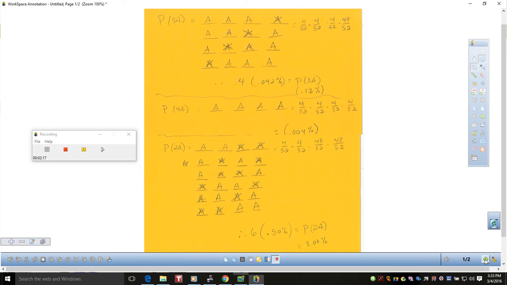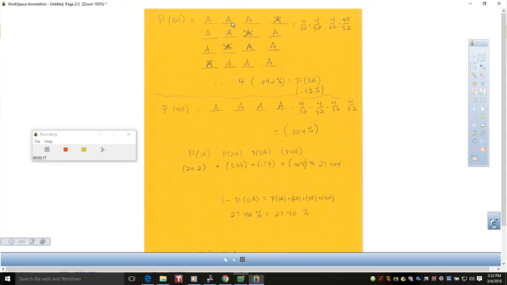Just to finish it out, though, probability of 3 aces, again, there's 4 different ways that can occur. Find your probability, multiply by 4. Find the way that 4 aces can occur. There's only one way that 4 aces can occur. Add all that up, you get about 27.404%.